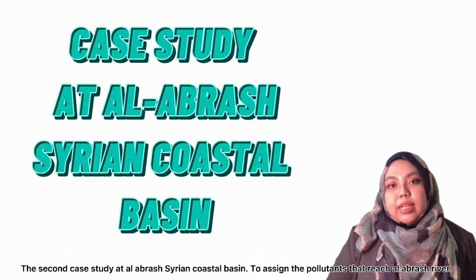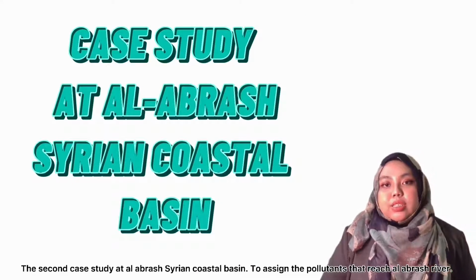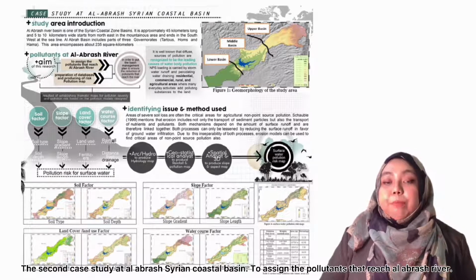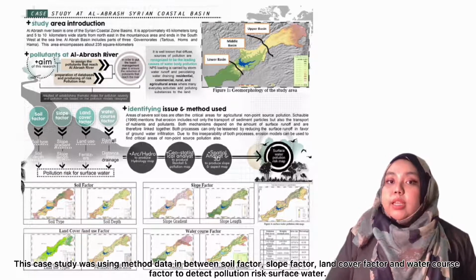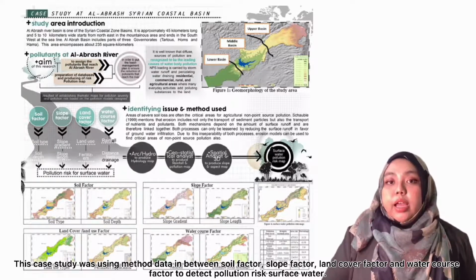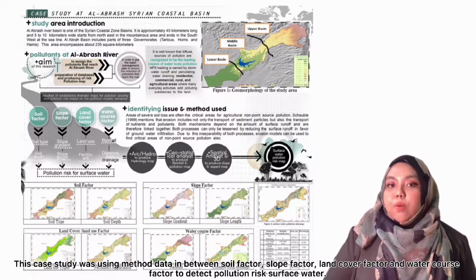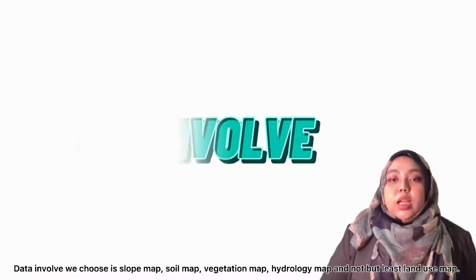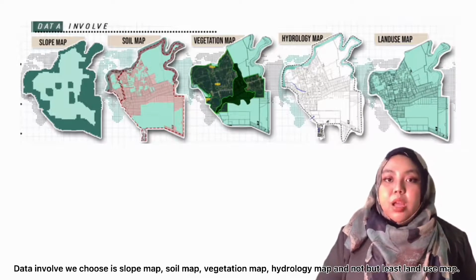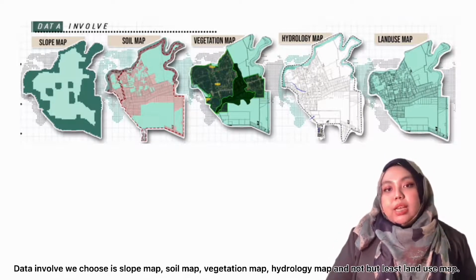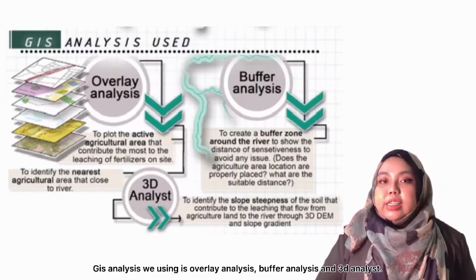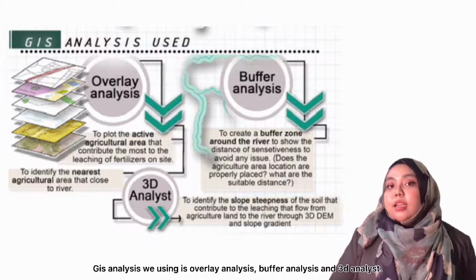The second case study at Albaras Sayuran Coastal Basin is to assess the pollution that reaches Albaras River. This case study used a method combining soil factor, slope factor, land cover factor and water course factor to detect pollution risk to surface water. The data we chose is the slope map, soil map, vegetation map, hydrology map and last but not least the land use map. The GIS analysis we use is overlay analysis, buffer analysis, and the like.